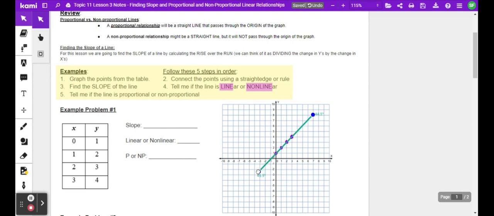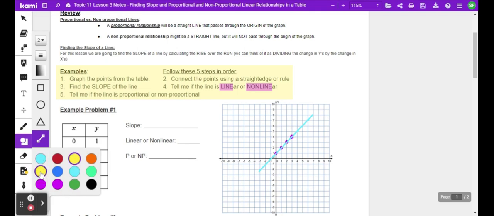Once you've gotten your line, the next thing we need to do is find the slope of this line. And hopefully you remember from earlier in topic 11, the slope was the amount of change that you did vertically over the amount of change that you did horizontally to get from one point to the next point. So I'm going to go back and make my slope triangle. And if you recall, I like to start at this point that is furthest to the left and then just work my way to the next point.